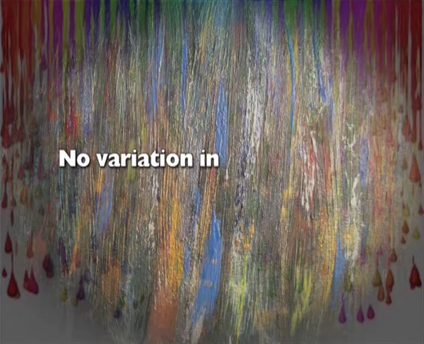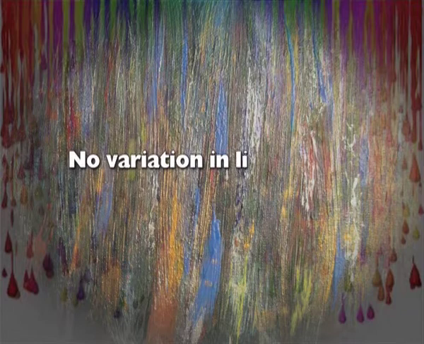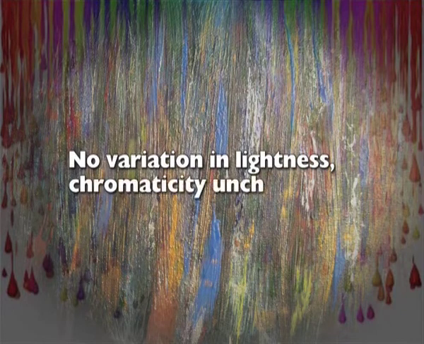No variation in chromaticity, lightness unchanged. The original GIF file was transformed using the Adobe Photoshop grayscale mode. The transformed image has 100 GIF colors, no variation in lightness, chromaticity unchanged.